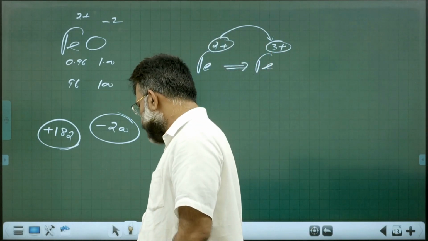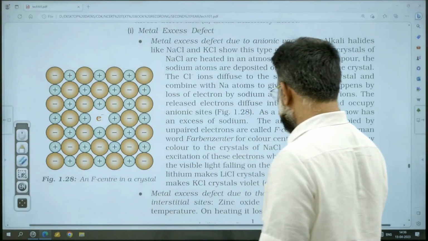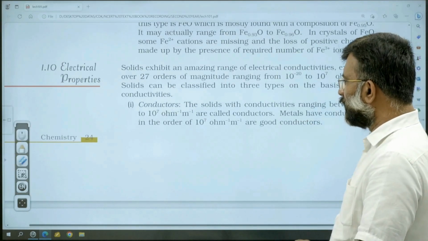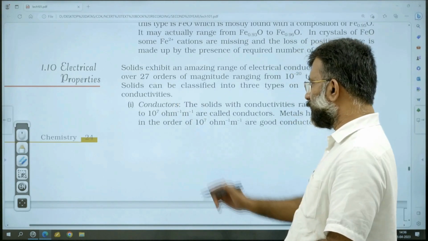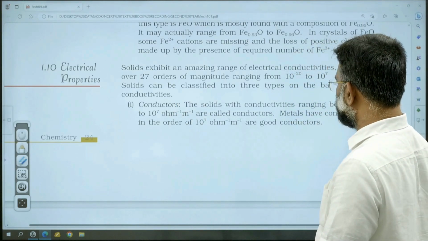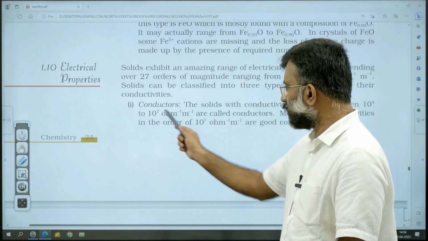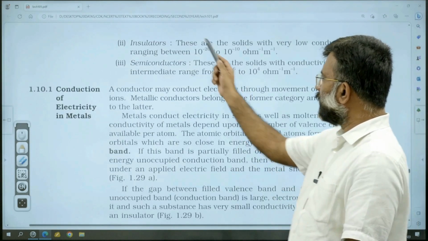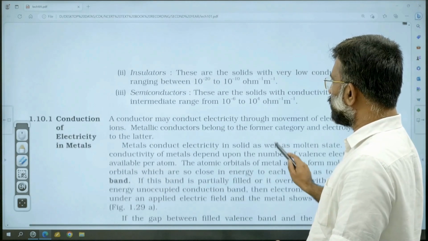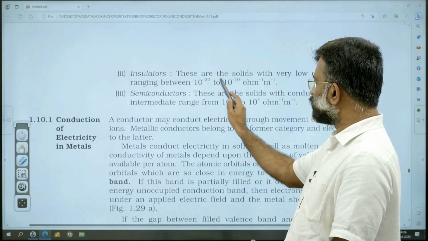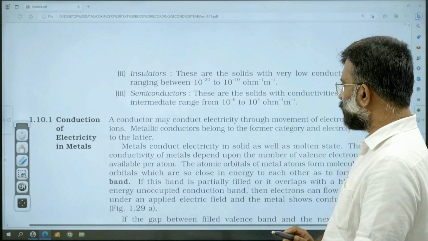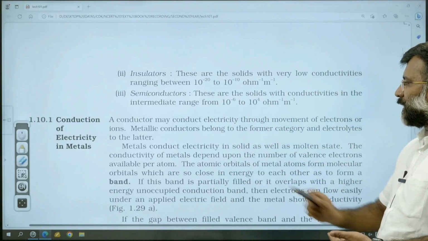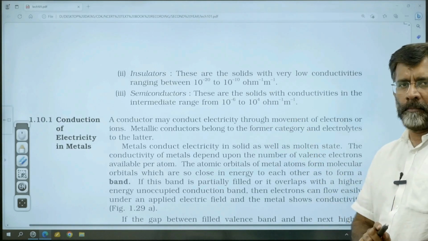Now, a topic on electrical conductivity. Regarding electric properties, we have three types of material: conductors, which maintain conductivity 10 raised to 4 to 10 raised to 7 per ohm per meter. Electrical conductors. Insulators maintain electrical conductivity 10 power minus 20 to minus 10 per ohm per meter. Semiconductors, 10 raised to minus 6 to 10 raised to 4 per ohm per meter.